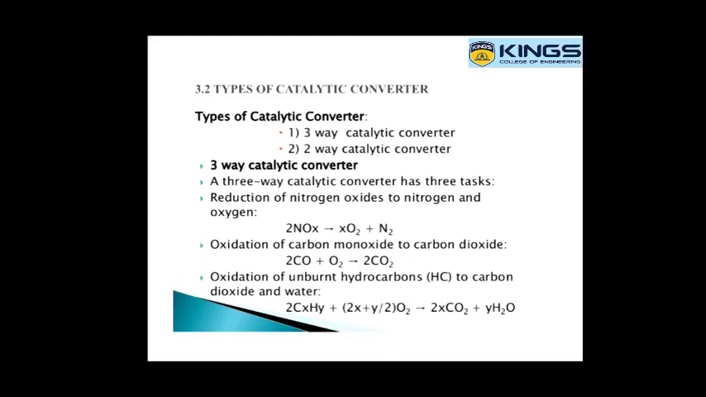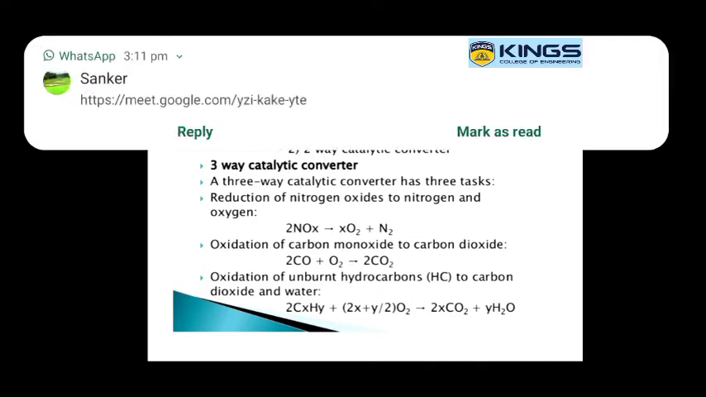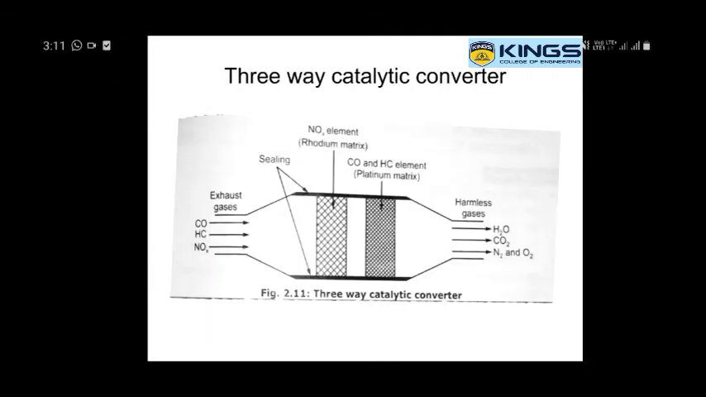Types of catalytic converter: one is the three-way catalytic converter, another is the two-way catalytic converter. In a three-way catalytic converter, the catalyst performs three tasks: reduction of nitrogen oxide to nitrogen and oxygen, oxidation of carbon monoxide to carbon dioxide, and oxidation of unburned hydrocarbons into carbon dioxide. This is the photographic view.